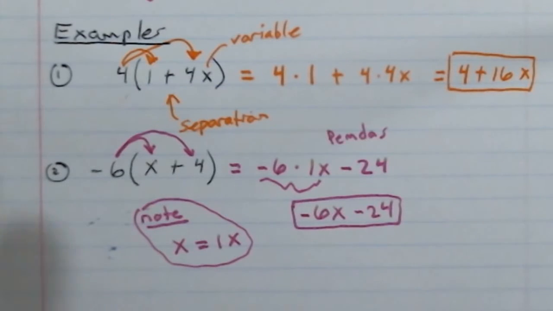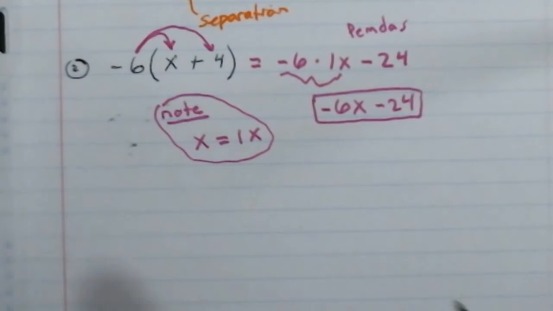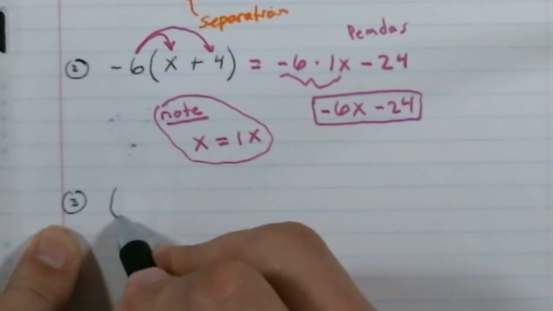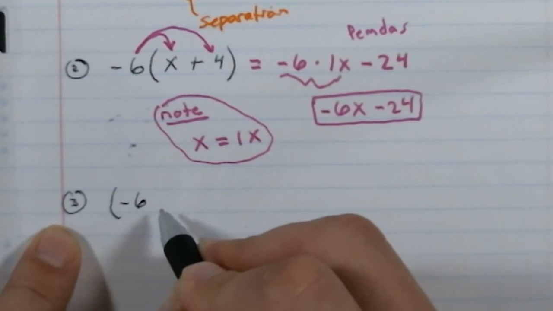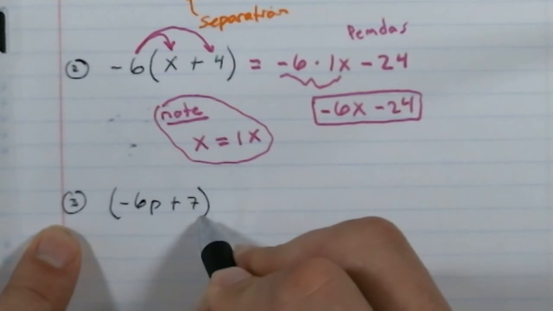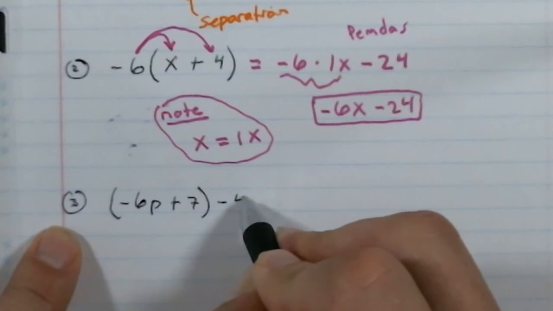Some more examples. Try this one: negative 6p plus 7 times negative 4.